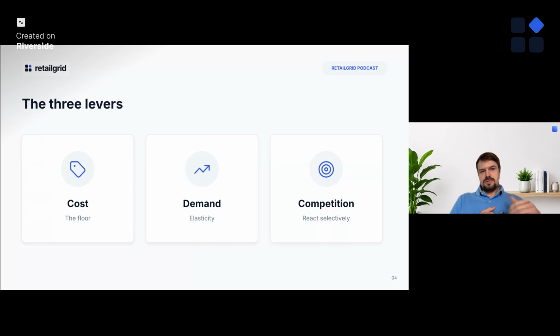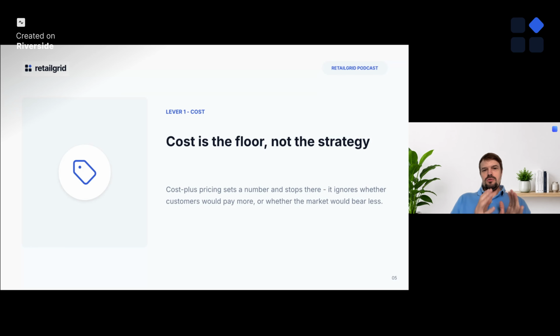So cost, that's our floor, the starting point. Demand, this is how much demand we have for our products and services. And competition, who else on the market is selling the same or a similar product. Three main levers. So yes, the cost plus strategy is a baseline. It's our floor. Definitely, we should start from it, and it's not as simple as it looks.